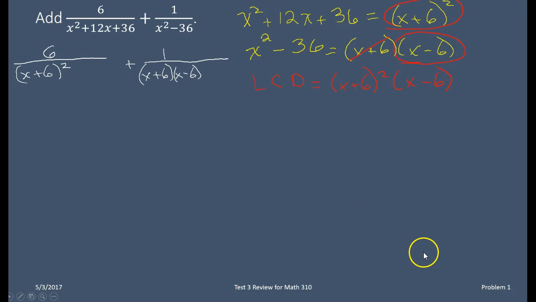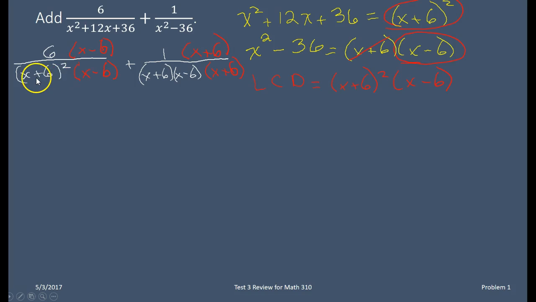Now what we find is that in order for this to be the least common denominator, we need an x minus 6 in it. So we multiply top and bottom by x minus 6. In the denominator of our second term, we have an x plus 6 and an x minus 6, but we're missing the other x plus 6. So we multiply by x plus 6 over x plus 6. And that gives us 6 times x minus 6 plus x plus 6, all of that over our least common denominator. We're able to do that because we have the same denominator in both cases.